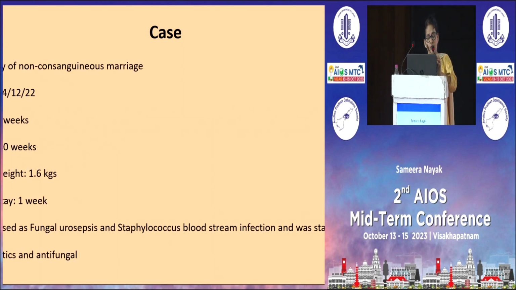This baby was a product of non-consanguineous marriage, and gestational age was 36 weeks, postmenstrual age was 40 weeks, birth weight was 1.6 kg, and there was a history of NICU stay for 1 week. The baby was still in NICU, and the pediatrician had sent him with the NICU nurses to the OPD. In NICU, he was diagnosed to have fungal urosepsis and staphylococcus bloodstream infection and was started on intravenous antibiotics and antifungals.